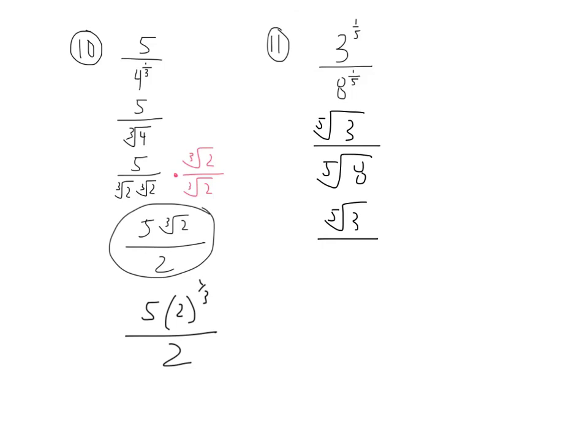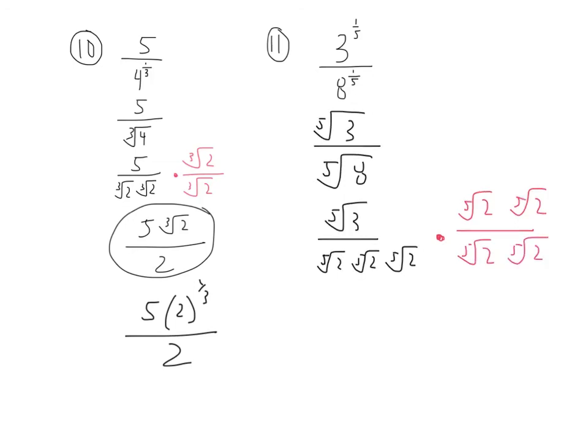Remember, 8 is the same thing as 2 times 2 times 2. So I could rewrite the bottom as fifth root of 2 times fifth root of 2 times fifth root of 2. Right? And now let's think, what do I need to multiply by so that I would not have radicals in the denominator? I need to multiply by 2 more fifth roots of 2 on top and 2 more fifth roots of 2 on the bottom. Right? Why is that? Because I want to have 5 fifth roots of 2 on the bottom. There were already 3 in the beginning. I need 2 more. Right?